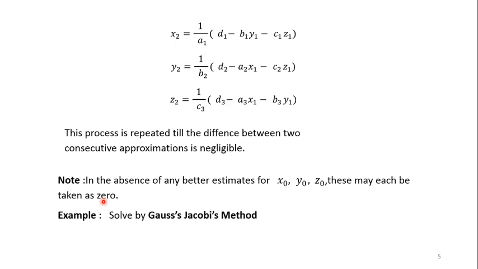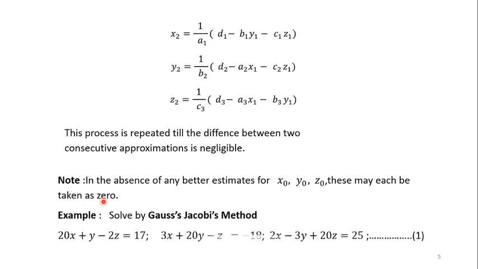Let us understand this method by an example. The question is asked this way: solve by the Gauss-Jacobi method. This is the system of equations. First you write it in standard pattern, with all unknown terms on the left side and the constant, known terms on the right hand side of all three equations.